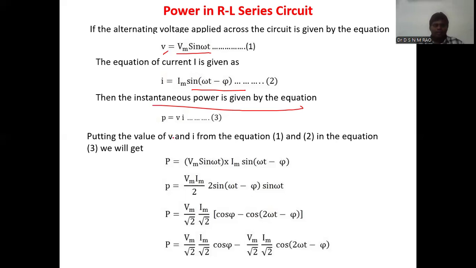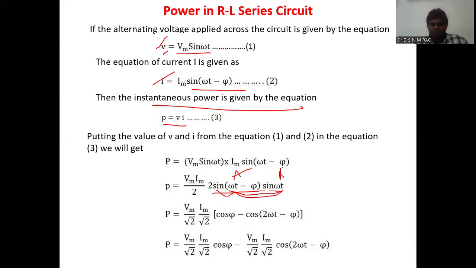Substituting the values of v and i in the above equation, p equals v i, which is Vm sin omega t into Im sin of omega t minus phi. So Vm into Im into sin omega t sin of omega t minus phi. By multiplying and dividing by 2, we get Vm Im by 2 into 2 sin omega t sin of omega t minus phi. This looks like 2 sin A sin B.